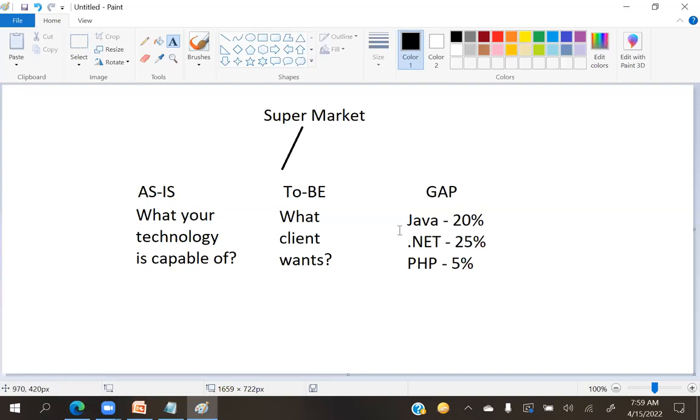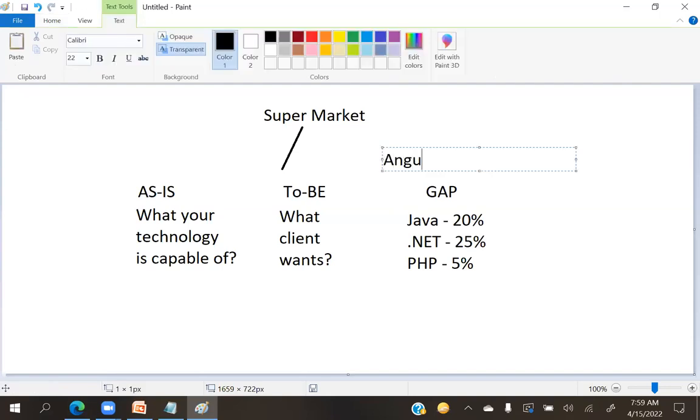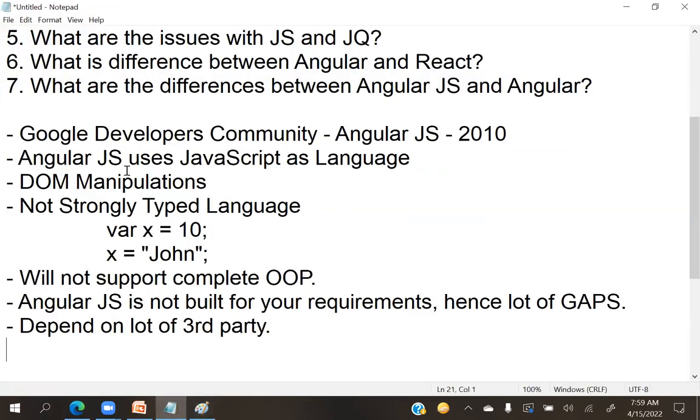Now, why did I discuss this point? Because AngularJS is not built for our requirements. If it is not built for our requirements and we are using it, then obviously a lot of gaps will be there. We have to fulfill them by using third parties. A lot of third parties are required. That means everything is not available from AngularJS. We have to depend on a lot of third parties. This is the problem.